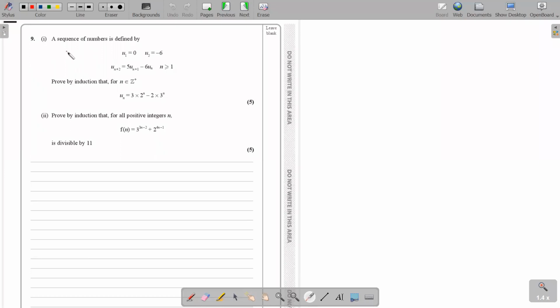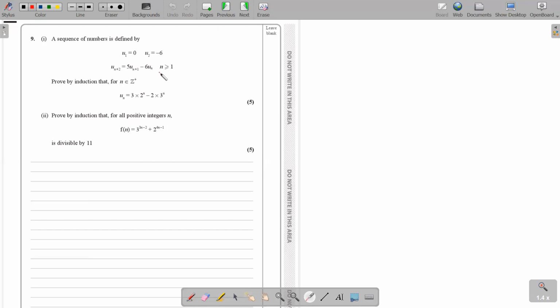Okay, question number 9. The sequence of numbers is defined by u1 equals 0, u2 is minus 6, and they have given you a recurrence formula, right? u(n+2) equals 5u(n+1) minus 6u(n), where n is greater than or equal to 1. Prove by induction that for n an element of the positive integers, u(n) equals 3 times 2^n minus 2 times 3^n. Now, a recurrence formula is a formula where you need to go in order, right?